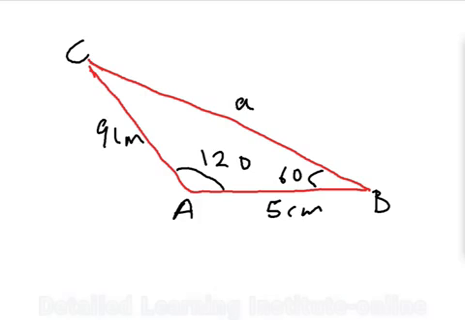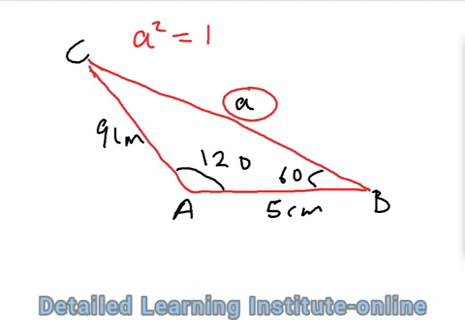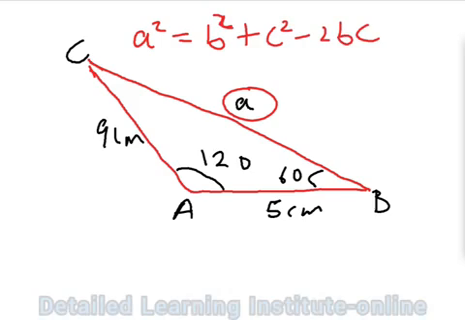First of all, you record the cosine rule that relates to the side you are looking for. The side you are looking for is A, so you record the formula that has A as the subject. That will be what? A squared equals to what? B squared plus C squared minus 2BC multiplied by what? Cos A.